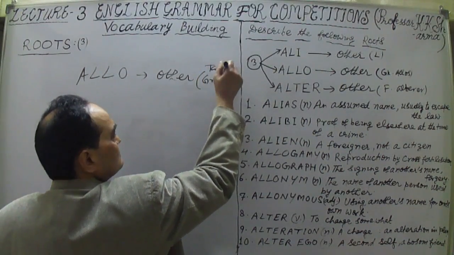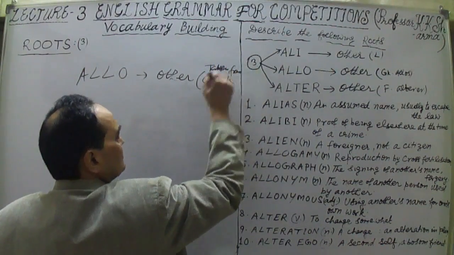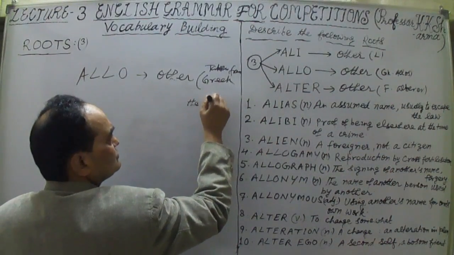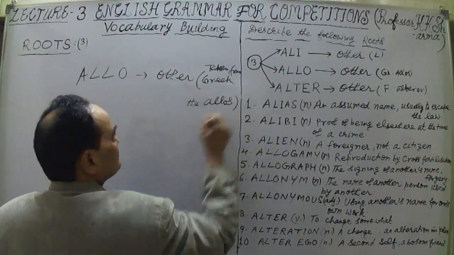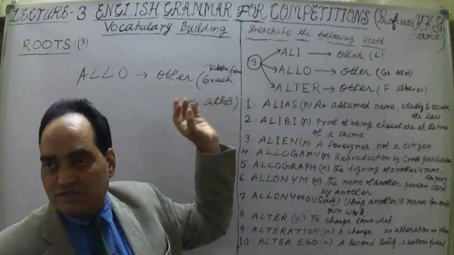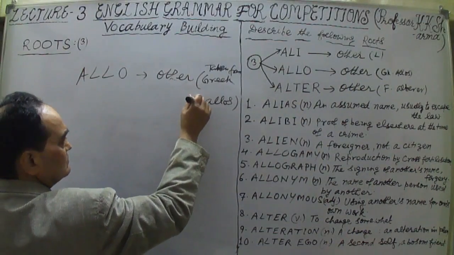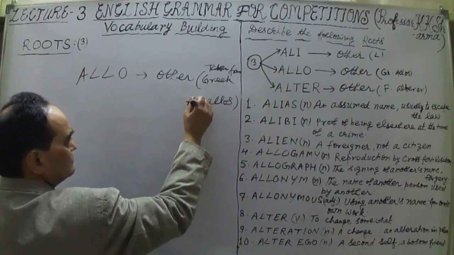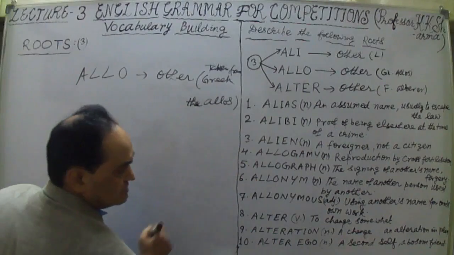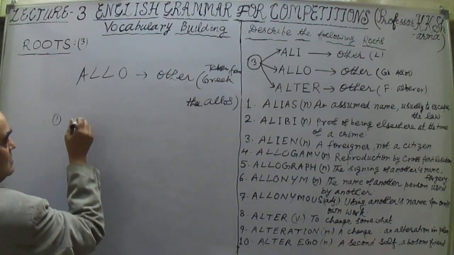The etymology is that it has been taken from Greek. The word is allos. The basic word is allos. Allos means other. So taken from Greek. This word is taken from the Greek language. Allos is the basic word in Greek. From there it has been taken. So that means other. A number of words are made upon this. Let me take one word, the fourth one.